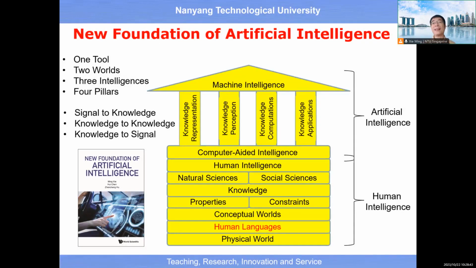4 means there are 4 pillars for us to achieve the transformation from computer-aided intelligence into machine intelligence. These 4 pillars include knowledge representation, knowledge perception, knowledge computation, and knowledge application, right? And we also know that the weak pillar among these 4 pillars is knowledge perception, right?